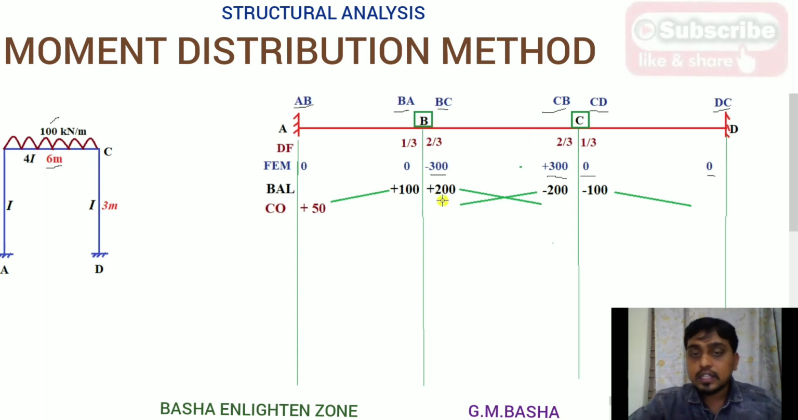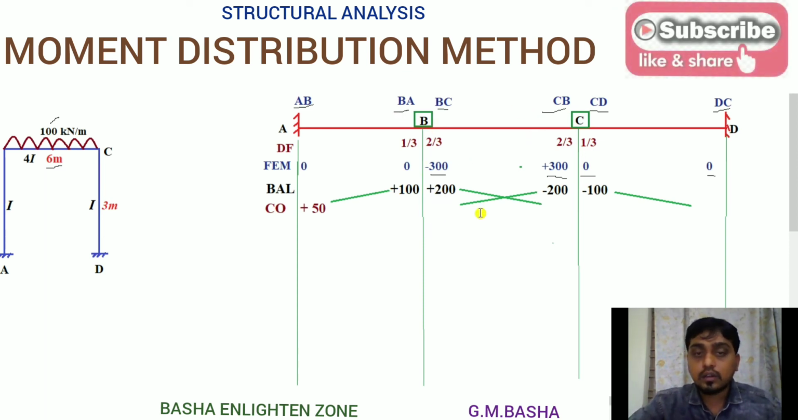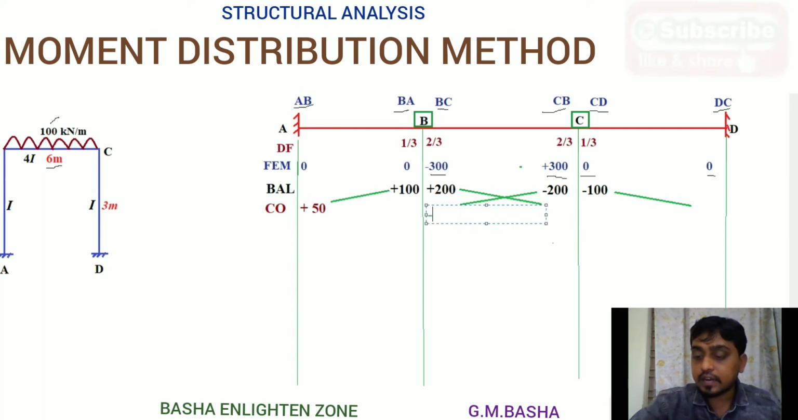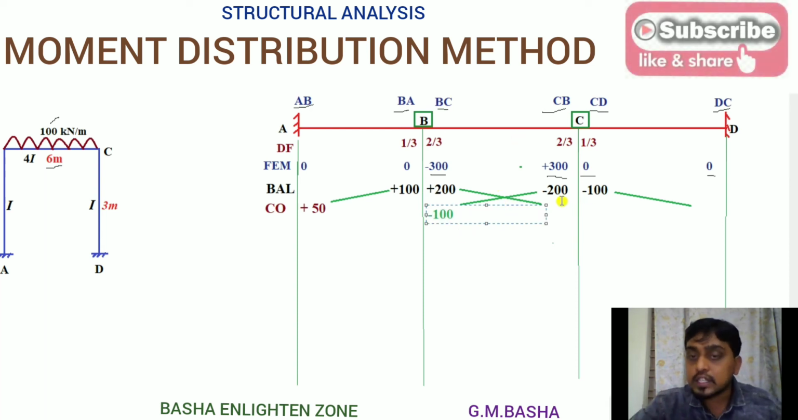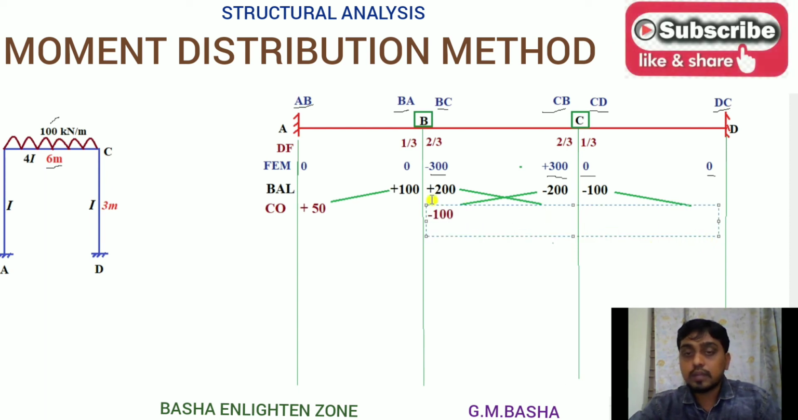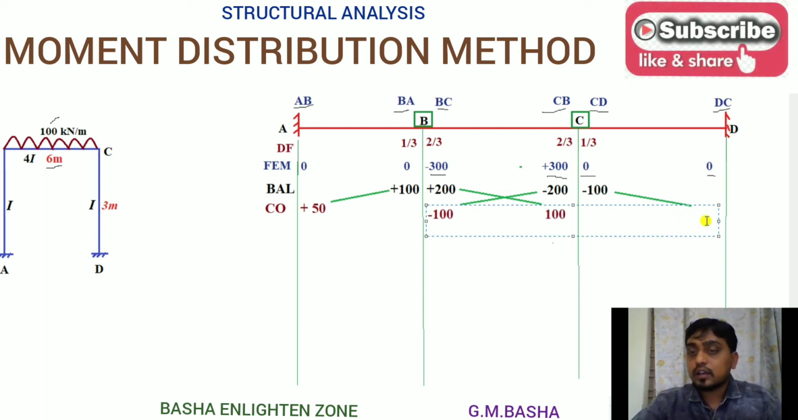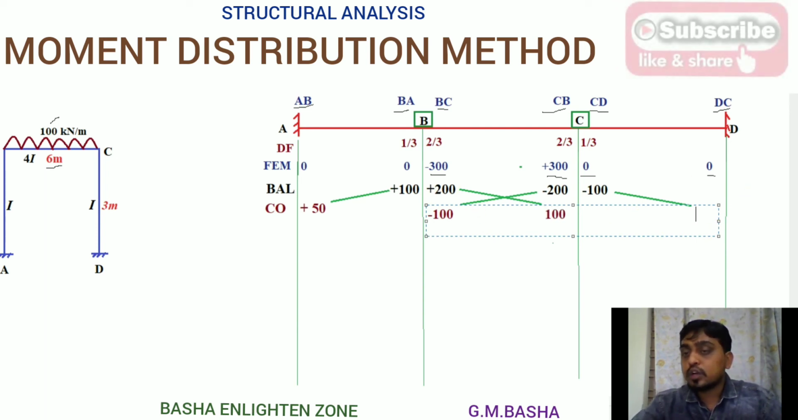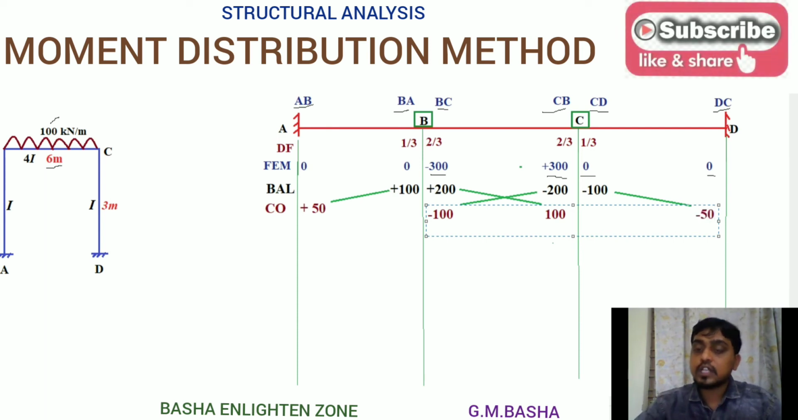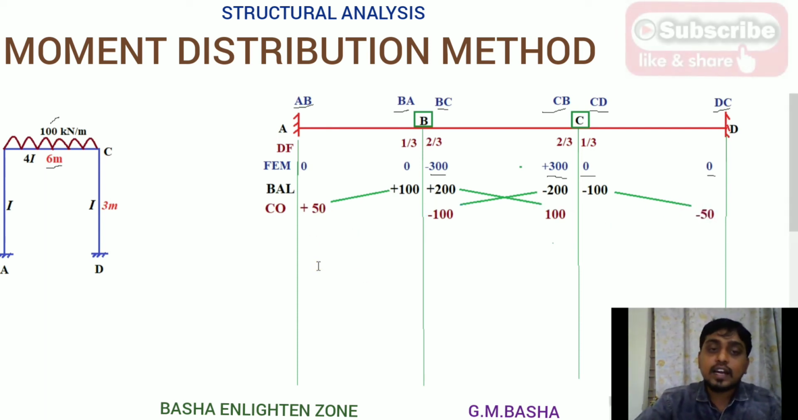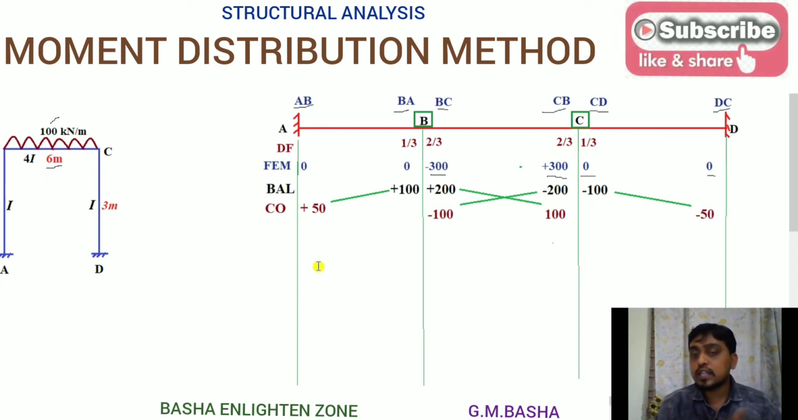Okay. See here you will get minus 100, means half of the moment, that is minus 200 divided by 2. You will get minus 100. Similarly, this value plus 200 divided by 2, you will get 100. Again I am distributing this moment to here, which is minus 50, which is 100 by 2. Again go for the next trial. So up to here, you consider that as the first trial.